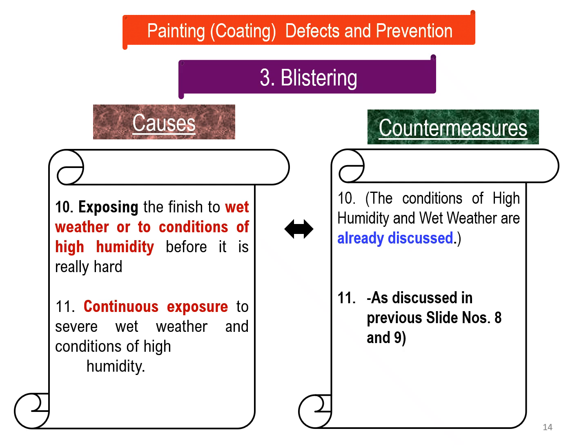Number 10. Exposing the finish to wet weather or to conditions of high humidity before it is really hard. The countermeasure recommended regarding humidity we have already discussed in serial number 4. Likewise, continuous exposure to severe wet weather and conditions of high humidity is a point we have already discussed in serial number 4.